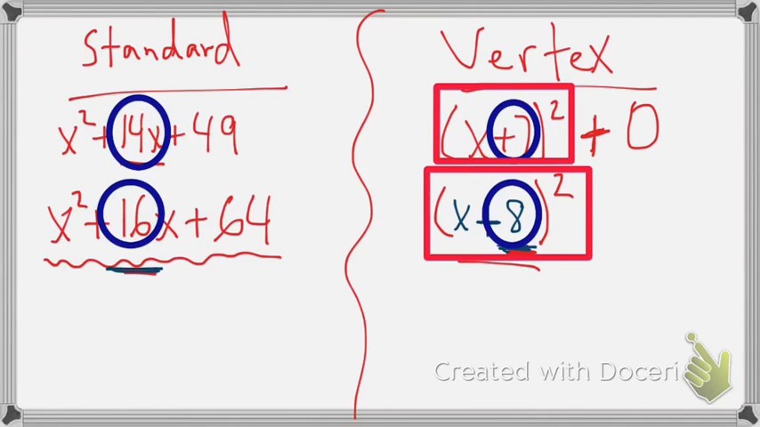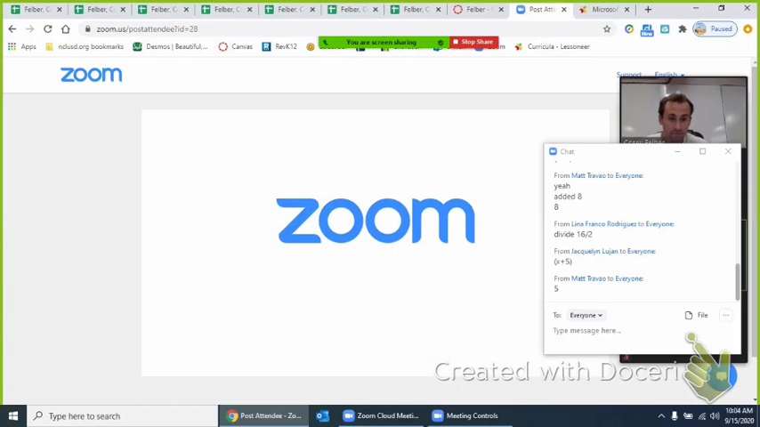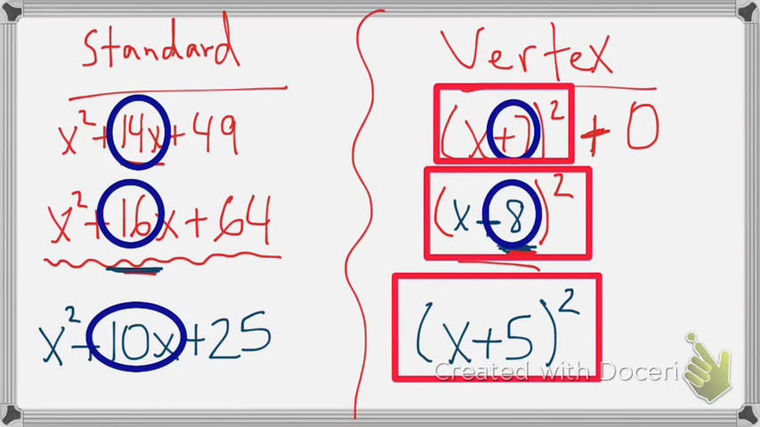All right, I'm going to give you another one now. What about if I did plus 10x plus 25? Beautiful. X plus 5, right? We just cut the 10 in half. So whatever number I give you in the middle, you're just going to cut that in half. And that's the answer.